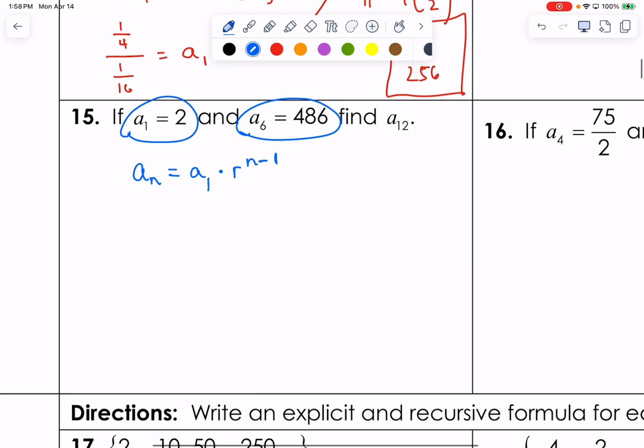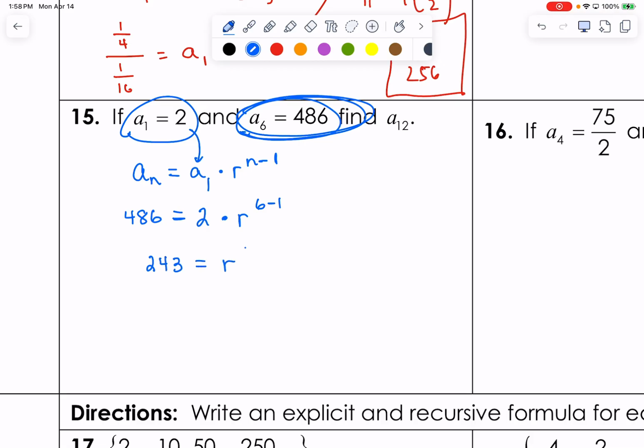All right, here's what I got. I know a sub 1. Watch how I do this. This is 2. Does everybody agree? We don't know the common ratio, but we do know the sixth term. So I could plug 6 in and set it equal to 486. Do you see what I did there? That's why I set it up. All right, now divide both sides by 2. So you get 243 equals r to the fifth power.